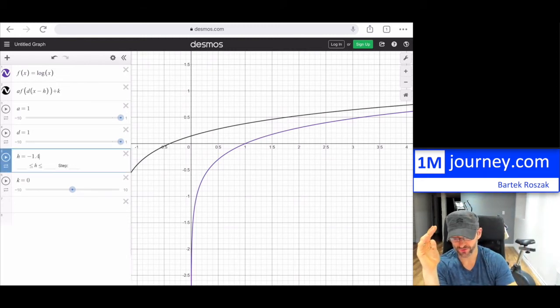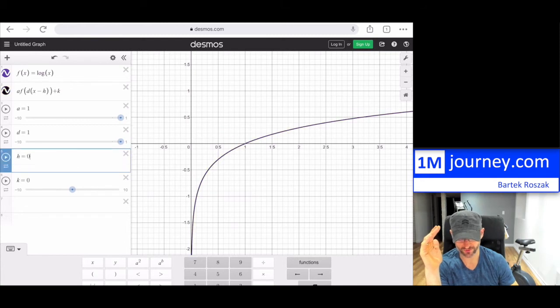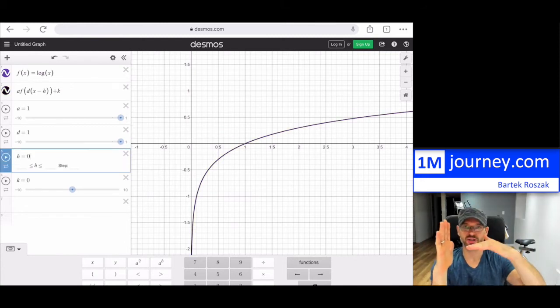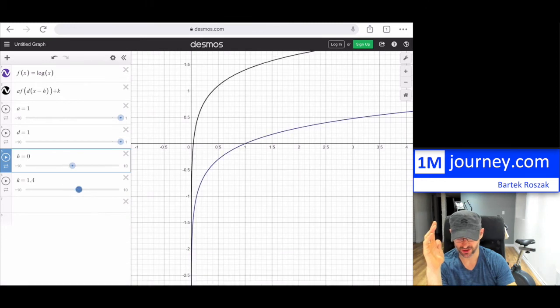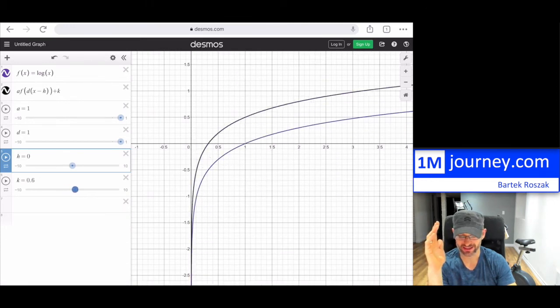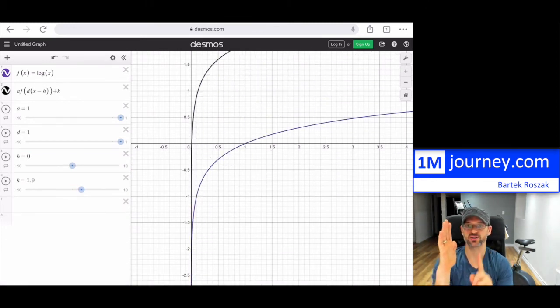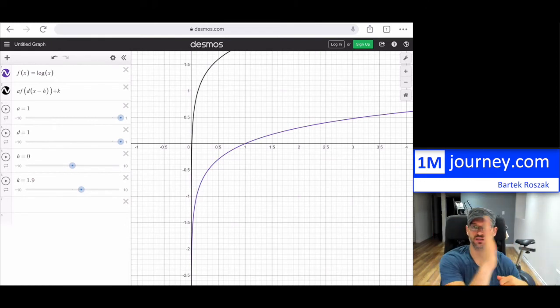Now, let me zero this off and bring it back. The k is going to move it up or down, but it doesn't change your asymptote for us because it just moves it up or down. It doesn't do anything in the sideways direction.